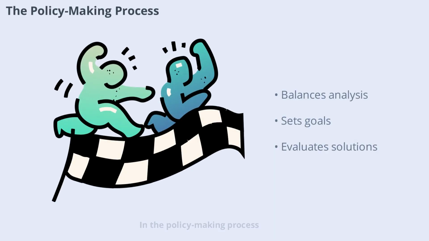In the policymaking process, both positive and normative economics are essential. Positive analysis provides the evidence needed to understand problems and evaluate solutions. Normative analysis helps set goals and priorities. Policymakers must balance both types of analysis to create effective and fair policies.